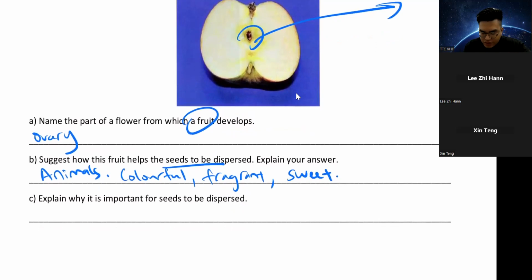Okay, why is it important for seeds to be dispersed? To avoid growing near parent plant.